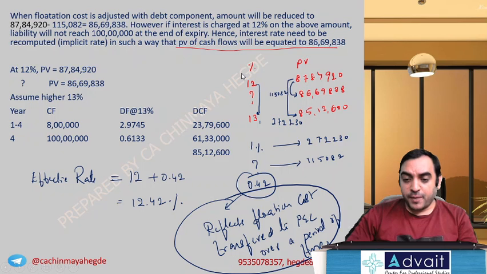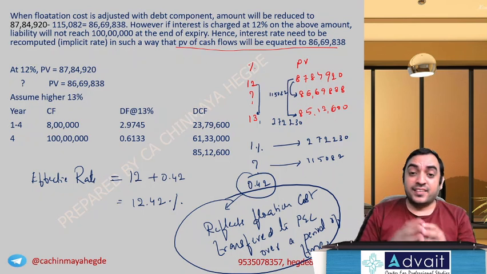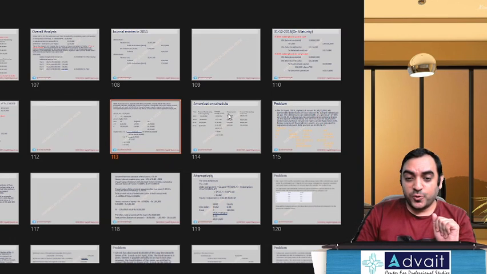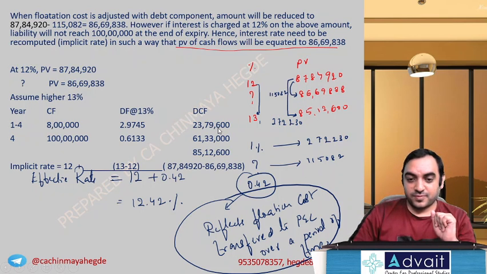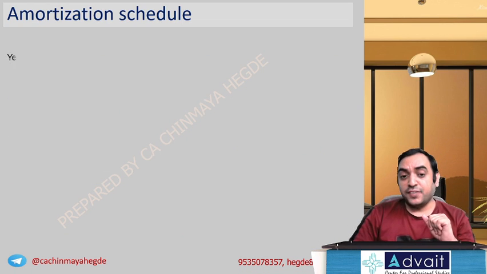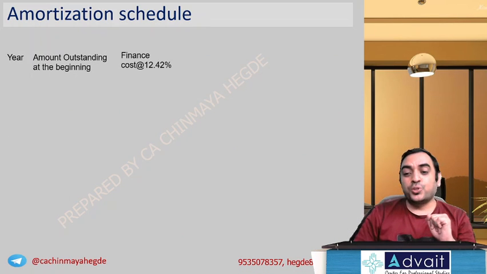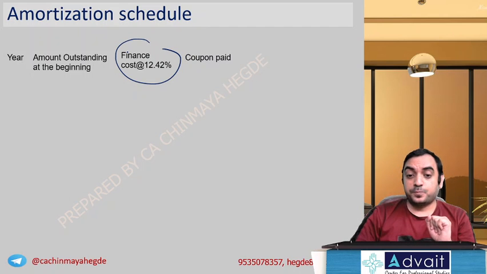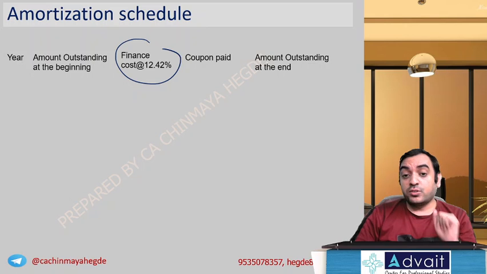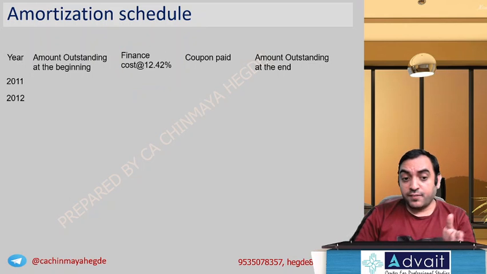Is the PPT back now? Yes. Okay, so we calculated 12.42%. Let's prepare one amortization schedule now with the revised amounts. Let's see if the amount comes correctly. Amount outstanding at the beginning, finance cost at 12.42%, coupon paid, amount outstanding at the end: 2011, 2012, 2013, 2014.